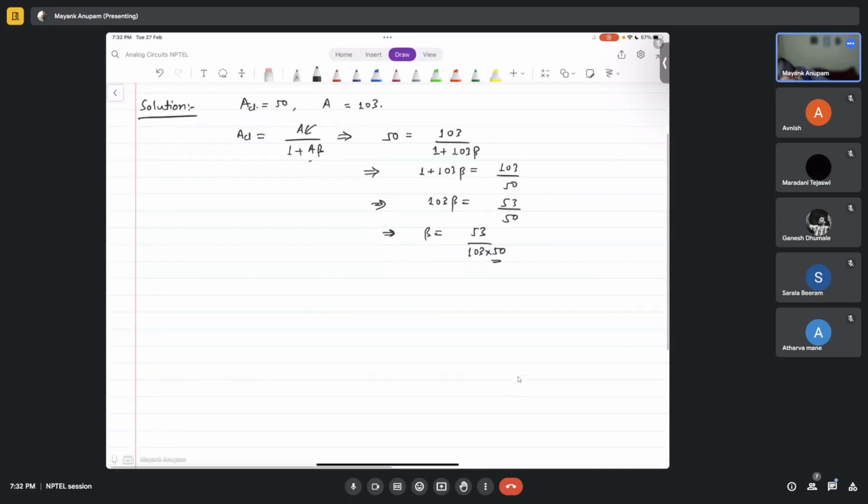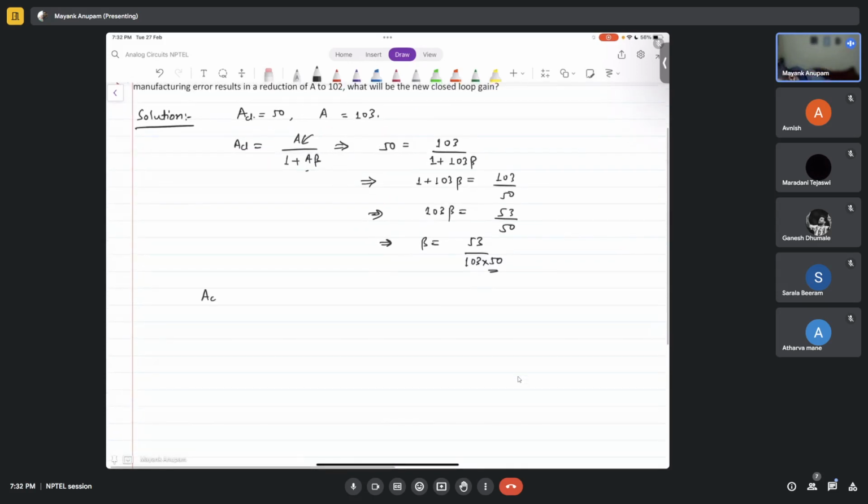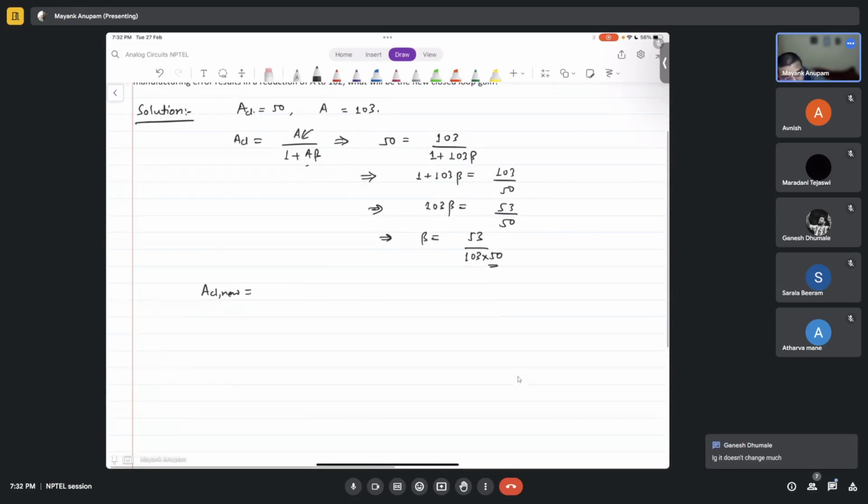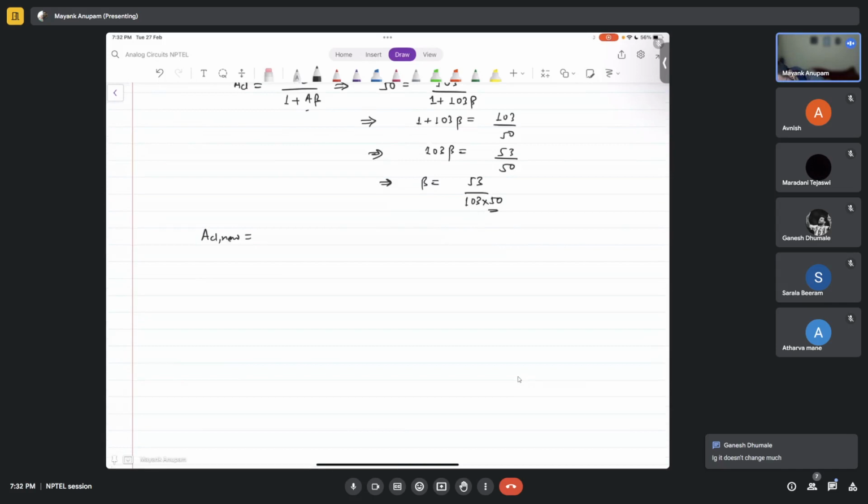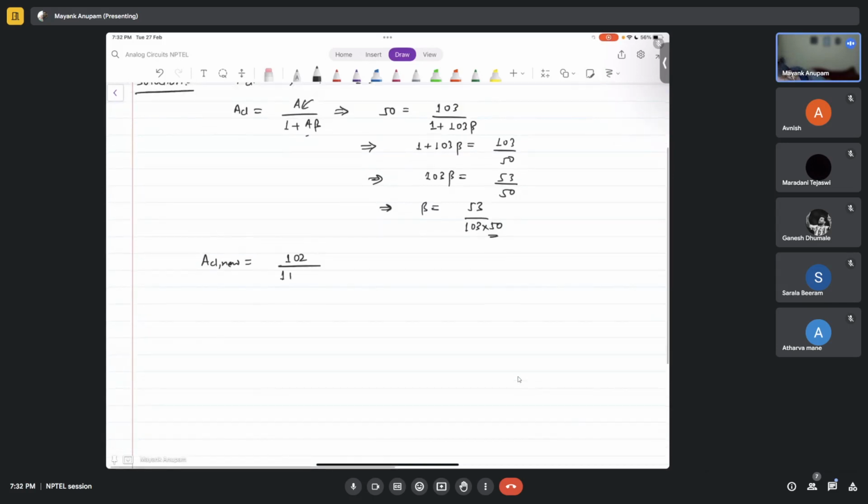Come on, let's do that. So A closed loop new would be what? It will be 102 divided by 1 plus 102 into 53 by 103 into 50. So yeah, it will not change much.